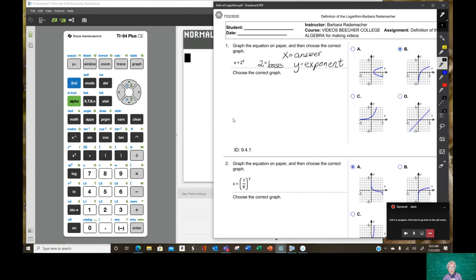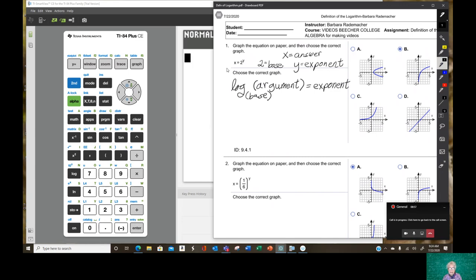Here is the definition of a logarithm. Log. The base goes down here. The argument goes here on the same level as log. Now, argument here and answer here are the same thing. Start with the same letter, they're the same thing. Equals the exponent. This is the definition of a logarithm.